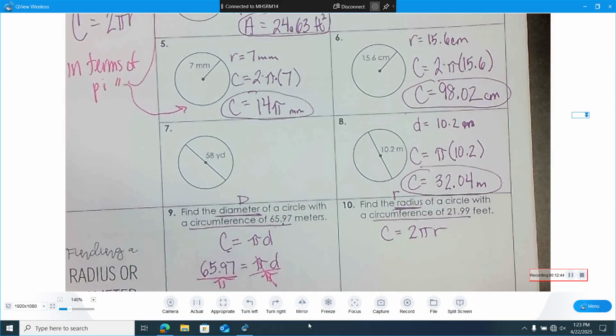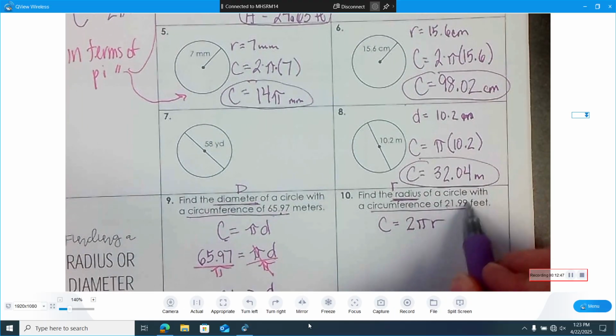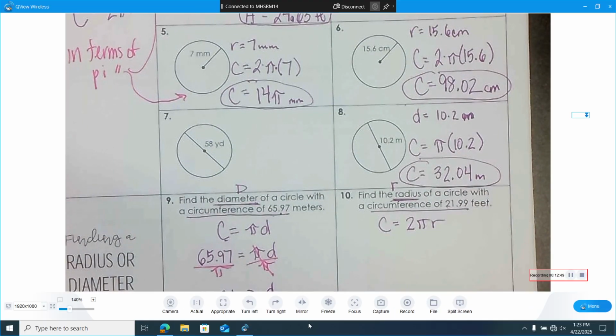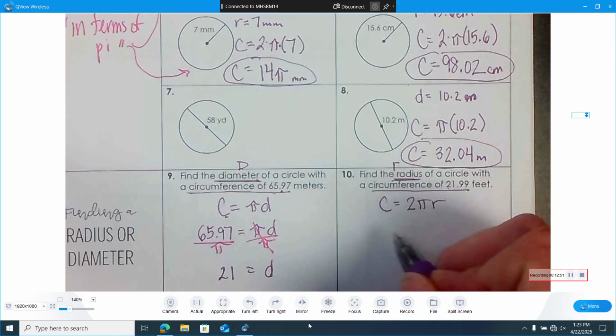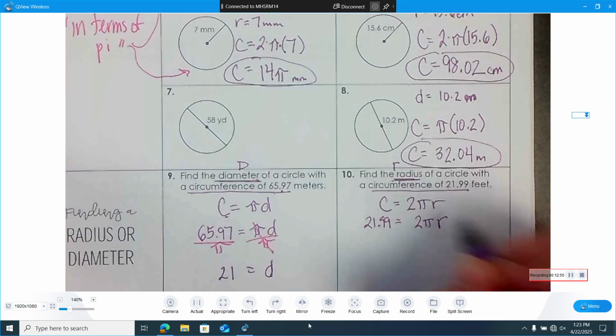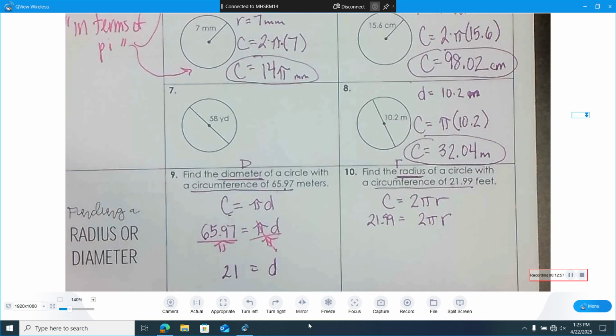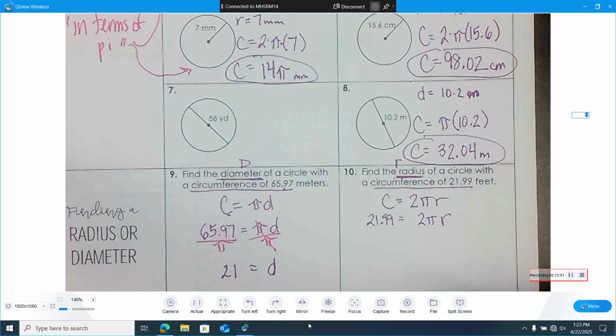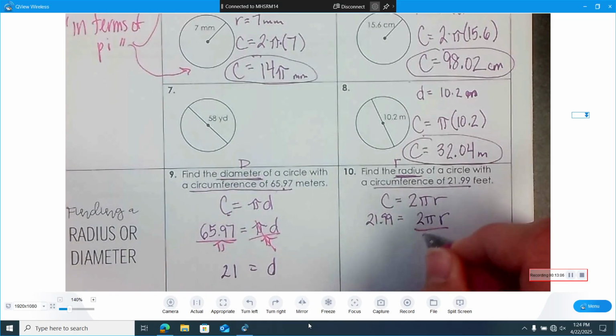And this one you have to be a little bit careful on. Where does the 21.99 go? In place of circumference. Good. So 21.99 equals 2 times pi times r. Now, how do we get r alone? How do we solve for r? Very good. Divide by 2 pi is exactly right.